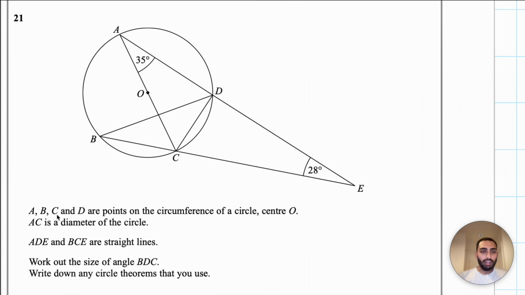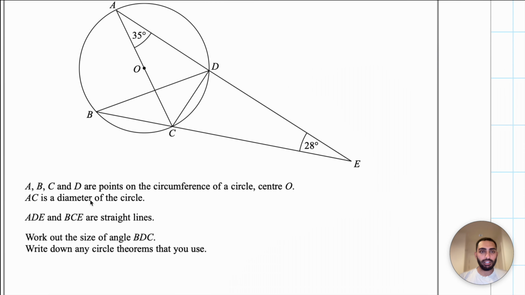Question 21. A, B, C, and D are points on the circumference of the circle, center O. AC is the diameter of the circle. ADE is a straight line, and BCE is also a straight line. I can see I've got a triangle here, and I can see I've got another triangle over here. Work out the size of angle BDC. So we're trying to find B to D to C, which is this angle over here. Write down any circle theorems that you can use.